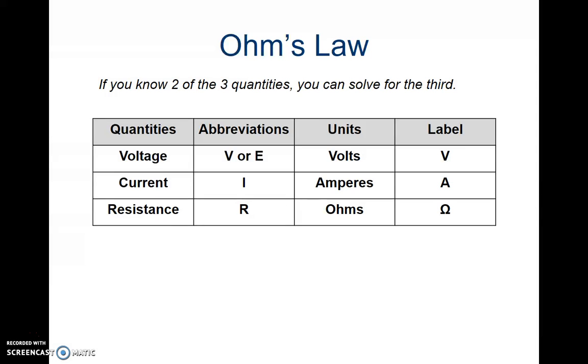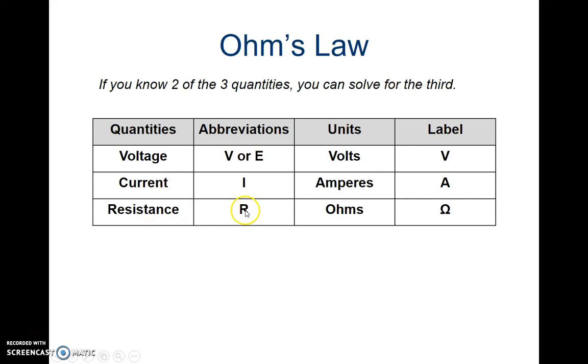So, like I said, if you know two of the three quantities, you can solve for the third. This table that you see in front of you right now is super important, but let me explain a few things. What we have here are our quantities, or our three parts of electricity that we had learned: voltage, current, and resistance. If you want to abbreviate voltage, so you don't have to write out the whole word, we abbreviate it as V. You can forget about this E. We're never going to use it. We always use V. Current, they abbreviate to I.